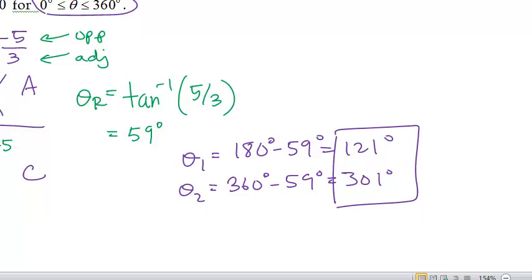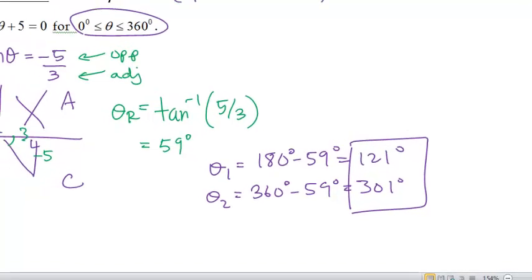3 times the tan of each one of those angles plus 5. If you're in degree mode, it should give you exactly 0. It might be a tiny bit off because we rounded our reference angle.